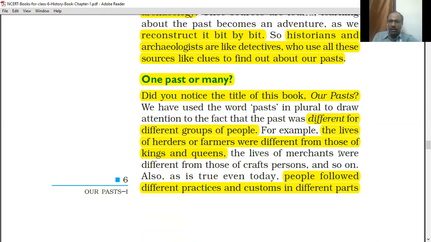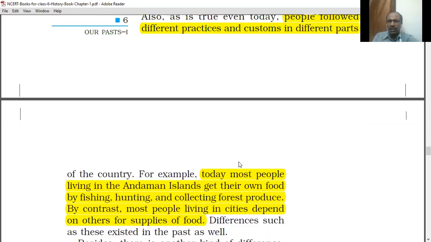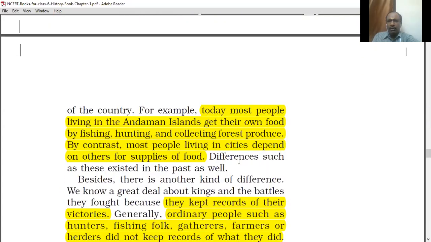The lives of merchants were different from those of craftspersons and so on. Also, it is true even today that people follow different practices and customs in different parts of the country. For example, today most of the people living in the Andaman Islands get their own food by fishing, hunting, or collecting forest produce. By contrast, most of the people in the city depend on others for the supply of food. So differences such as these existed in the past as well.